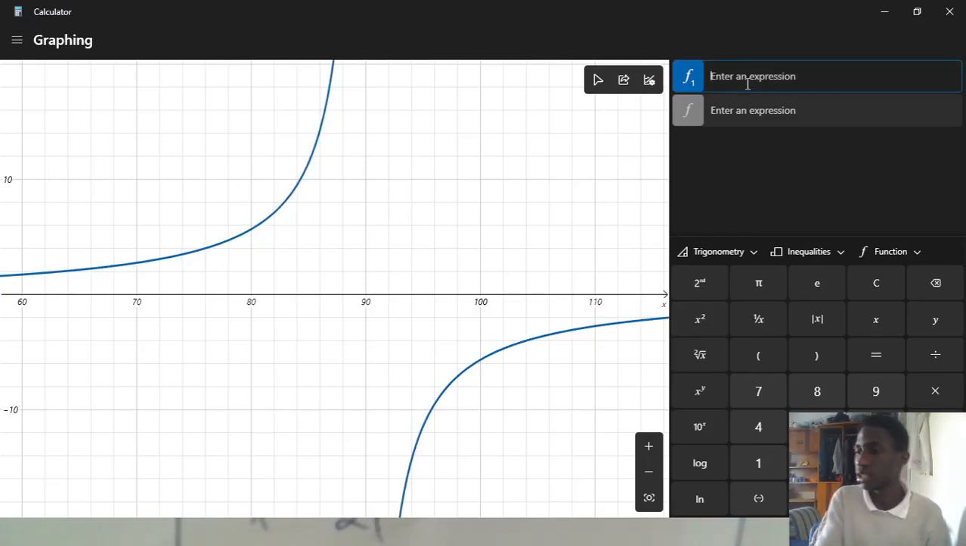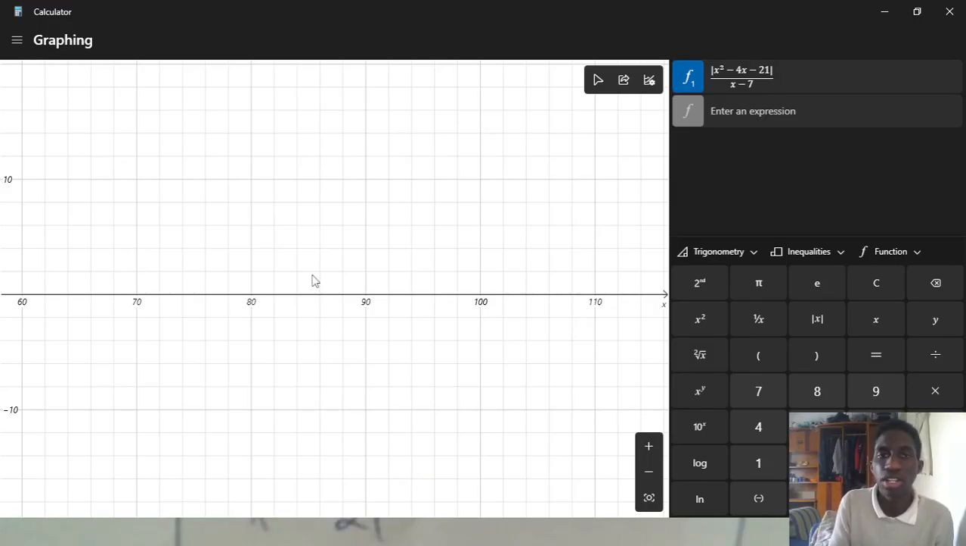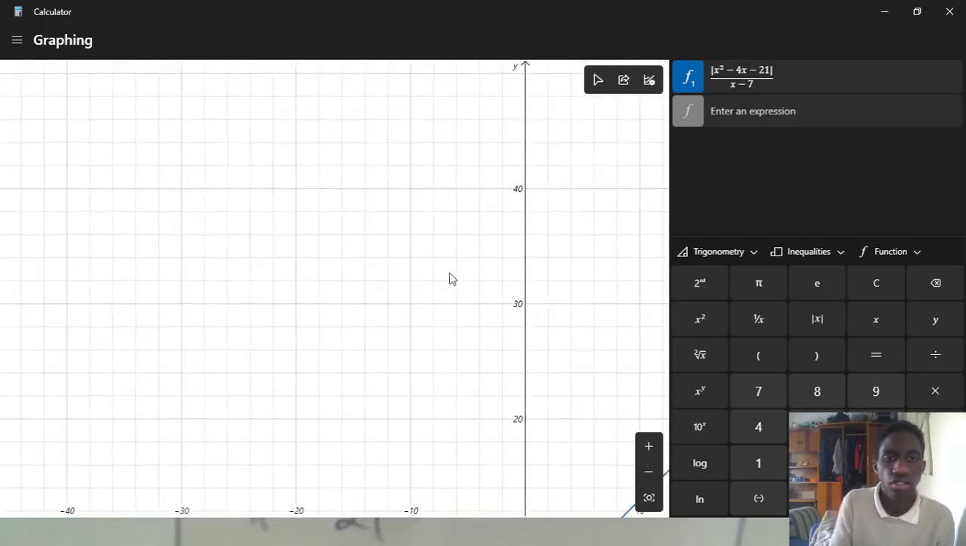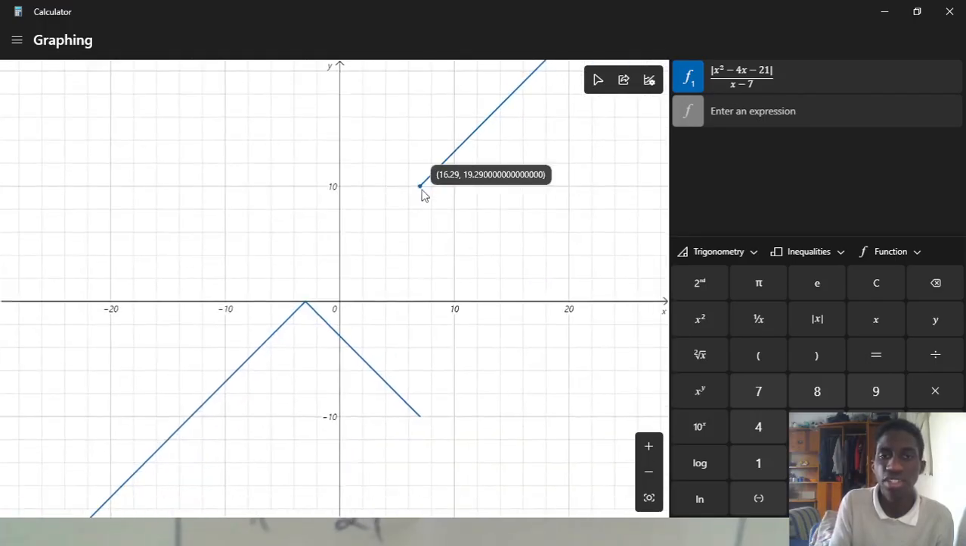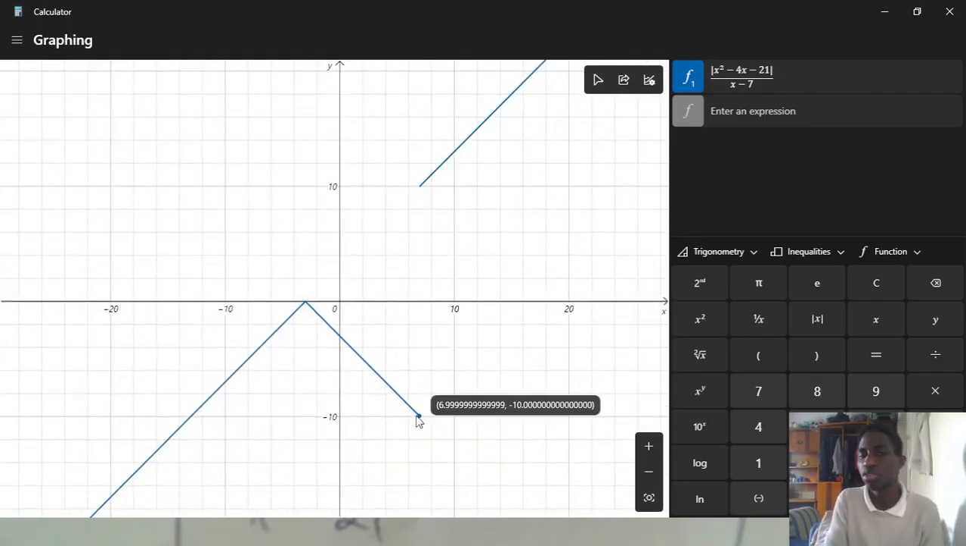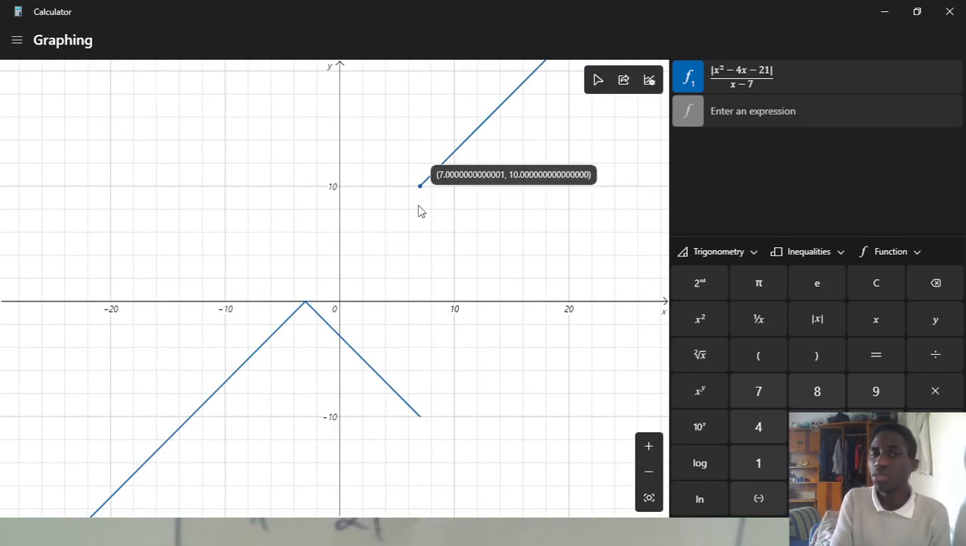The function is the absolute value of x squared minus 4x minus 21, divided by x minus 7. Graphing that, we can clearly see the same gap here that we saw in the previous video. So of course we know that the limit does not exist.